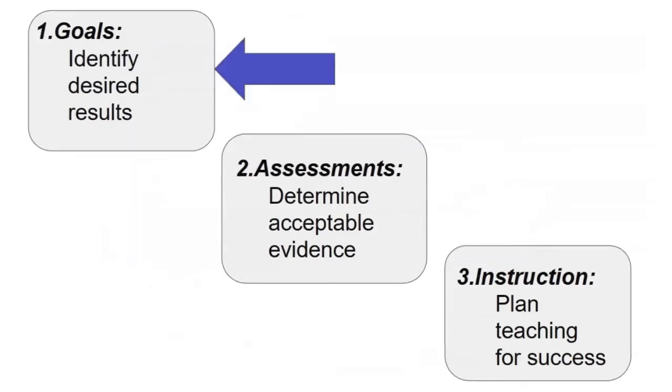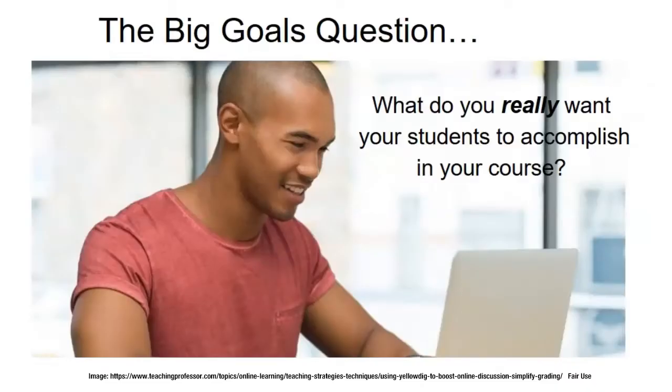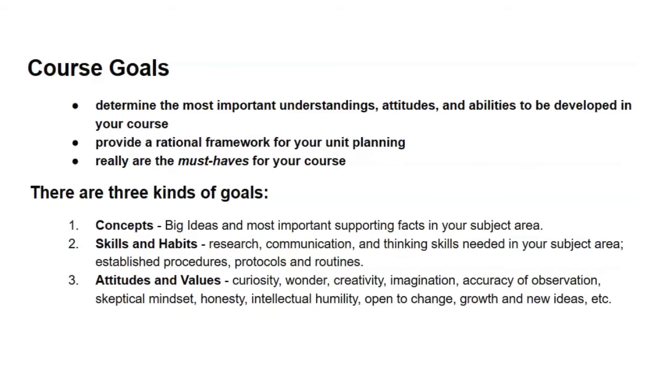Beginning with goals, you take some deep thinking time to step back and take a bird's eye view of your course. You deal with the big goals question. What do you really want your students to accomplish in your course? Now, curriculum experts agree that course goals do three things. They determine the most important understandings, attitudes, and abilities to be developed in your course. They provide a rational framework for your unit planning, and they really include the must-haves for your course.